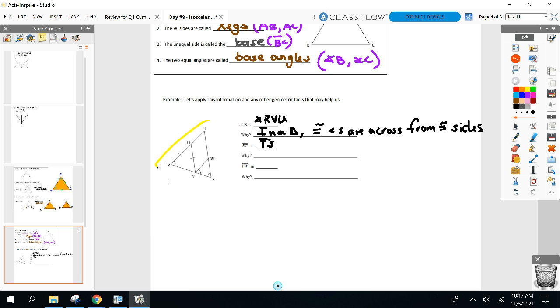Now we're working with triangle RTS. Everyone see it's isosceles? Angle R and angle S. What's across from angle S is congruent to what's across from angle R, which are TS and RT. And in a triangle, same, I'm just going to keep repeating this reason. Congruent angles are across from congruent sides.